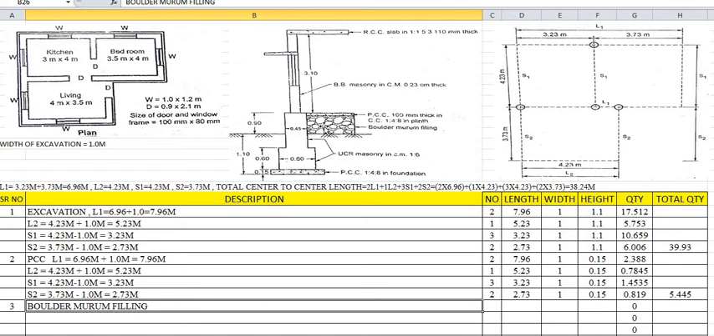While finding out in meter cube, what is the height to be calculated depending upon this PCC? The PCC is nothing but 100 mm thick. So what is the remaining height of boulder filling? That is 0.9 minus 0.1. This height has not been mentioned in the figure, but we have to calculate it: 0.9 minus 0.1 will be 0.8. So this is nothing but the height of boulder filling.